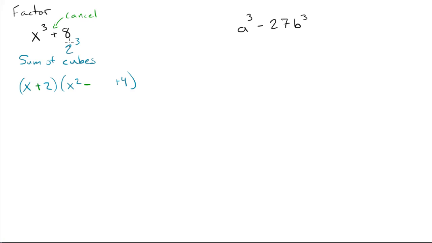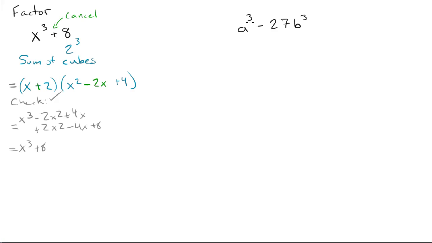Right? There's no x squared term. And it's this x times that 2, so minus 2x. And if we don't trust ourselves, we can check: x cubed minus 2x squared plus 4x plus 2x squared minus 4x plus 8, x cubed plus 8. It checks out.